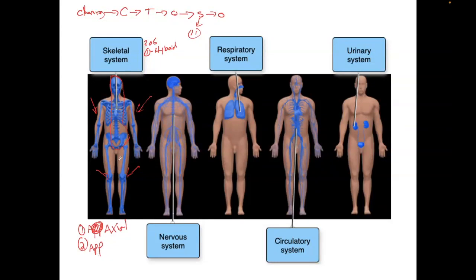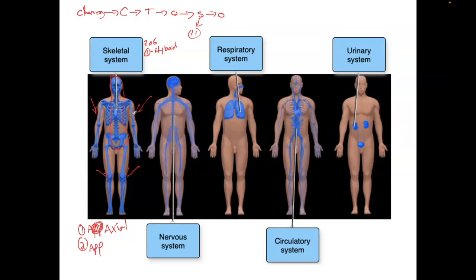And if we think about the skull, well, it's protecting the brain. And when we think about the ribs, it's protecting the lungs. And if we think about the pelvis, it's protecting some of your lower digestive tract and your reproductive organs. We think of the spinal column, it's protecting your spinal cord.